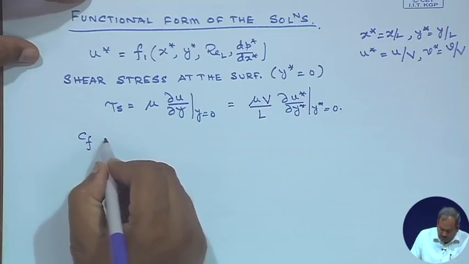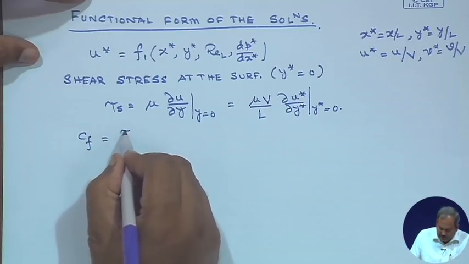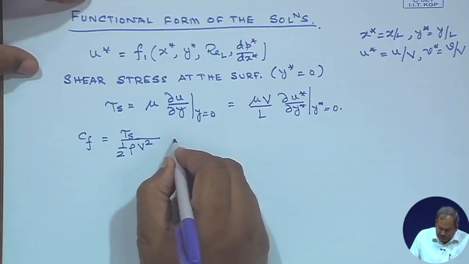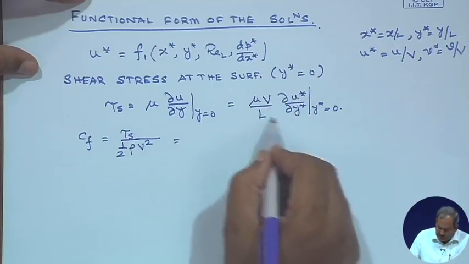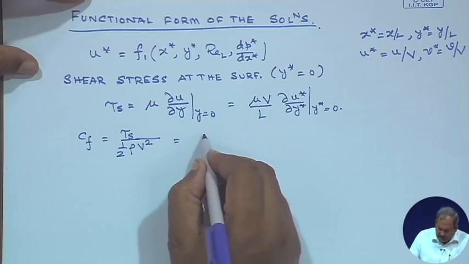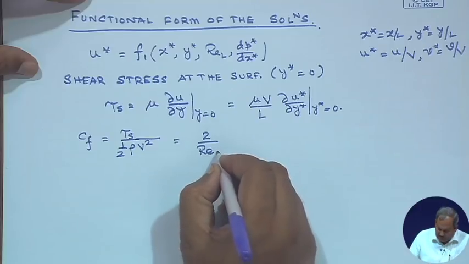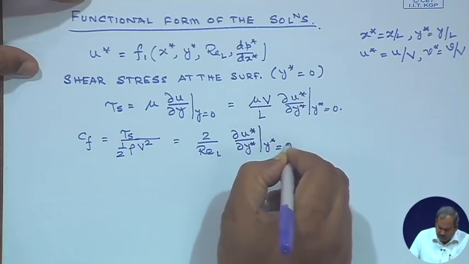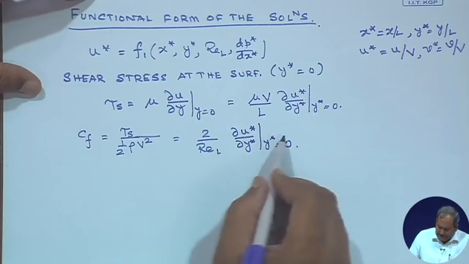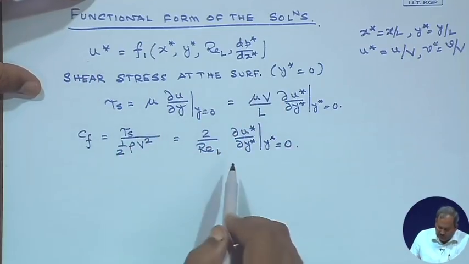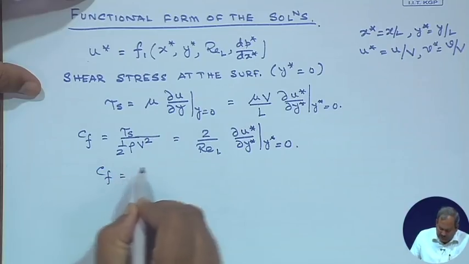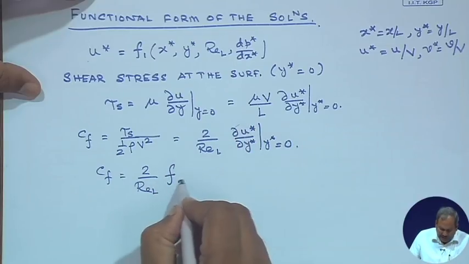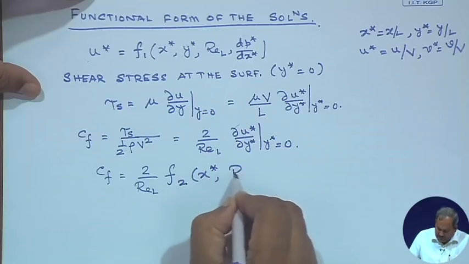And we know that the friction coefficient, the engineering parameter of interest, is defined as tau s by half rho V square. So when you bring in the expression of tau s into C_F, it would simply equal 2 by Reynolds number times del u star by del y star at y star equal to 0. So I already know what the functional form of u star is. So this C_F is going to be equal to, if I define the functional form of this as f2, a function of x star and Re_L.